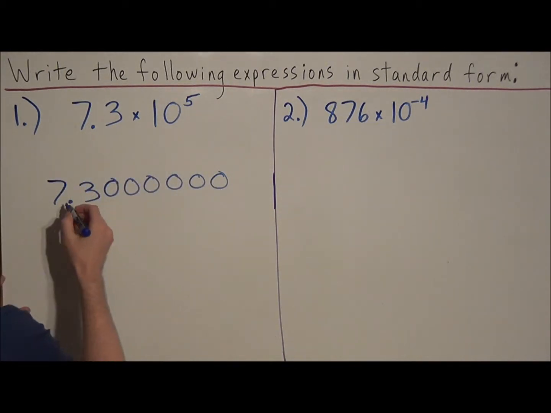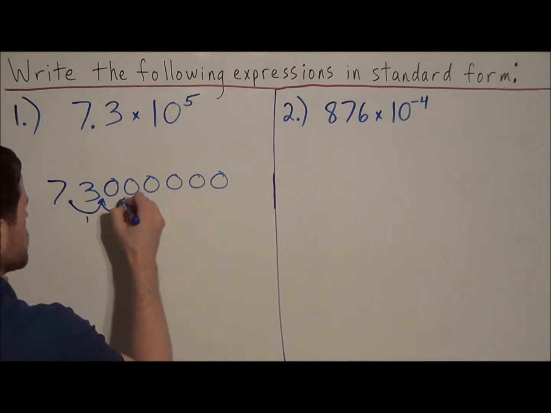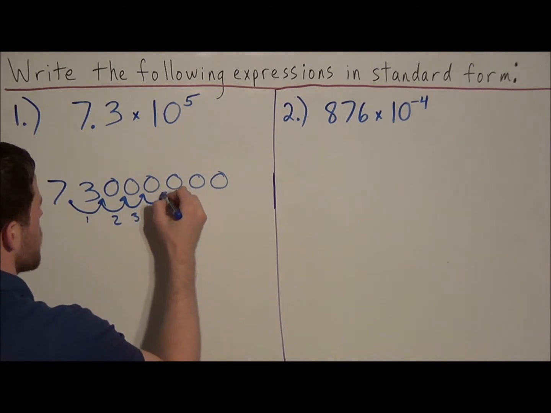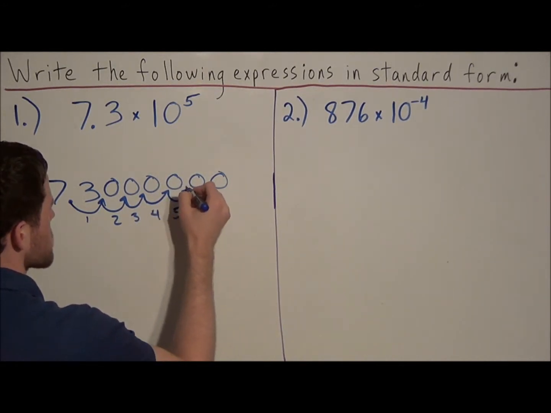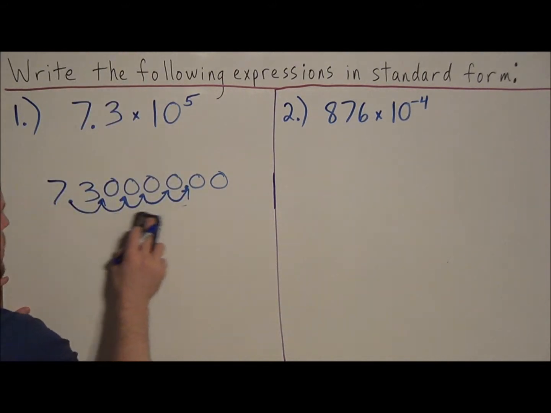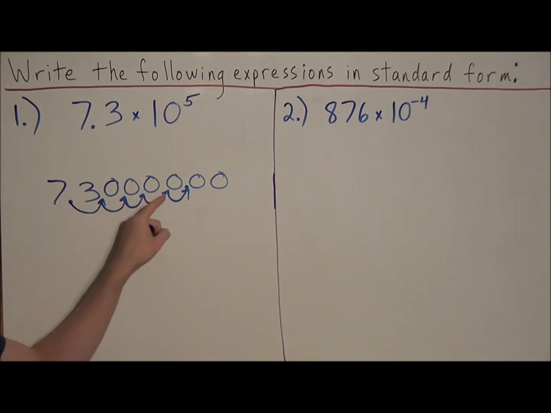So with that being said, we're going to move this decimal. We're going to go 1, 2, 3, 4, 5 spaces over. Okay, so the decimal is going to move to this location here. Now you can write the numbers out underneath, but it's sometimes easier to just count it. You're going 1, 2, 3, 4, 5.